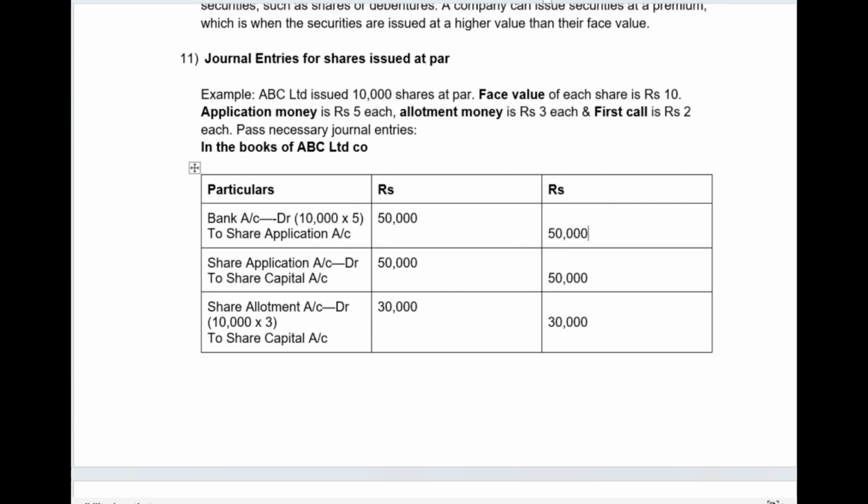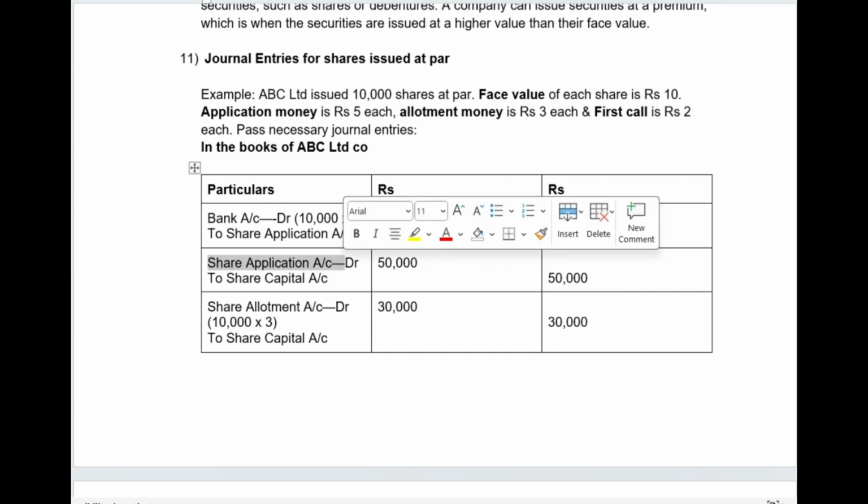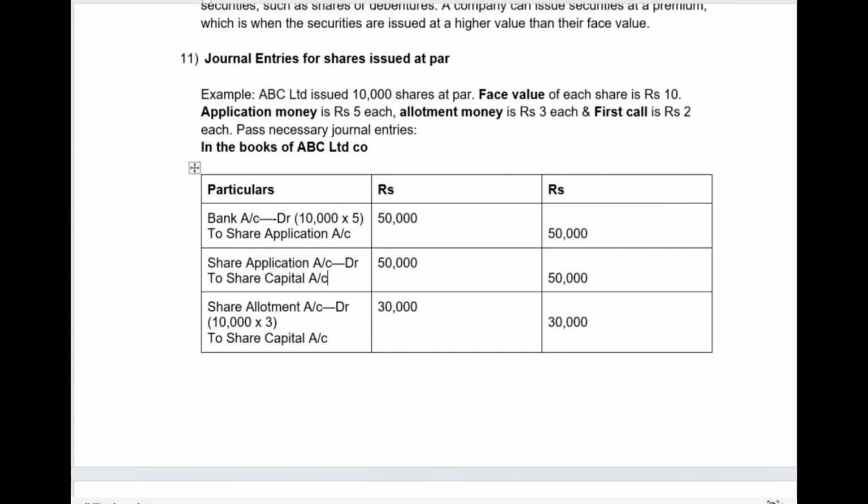And next, the company will transfer all the share application money to its share capital account. So the journal entry will be share application account debit to share capital 50,000. The amount will be the same.